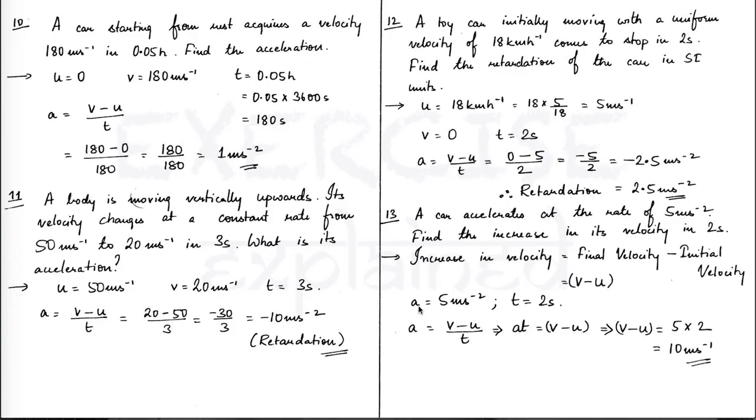So the given data is written as it is: acceleration 5 meter per second square, time 2 seconds. So a is equal to v minus u by t. So t goes to the other side, we get at is equal to v minus u. Now we need to find the value of v minus u. We need not find the individual values of v and u. We just need to find the value of v minus u. So v minus u is equal to 5 into 2. So that is 10 meter per second. So change in velocity or increase in velocity is 10 meter per second.